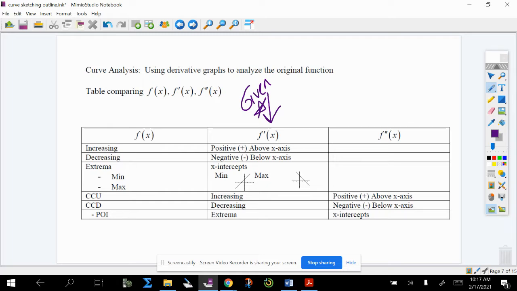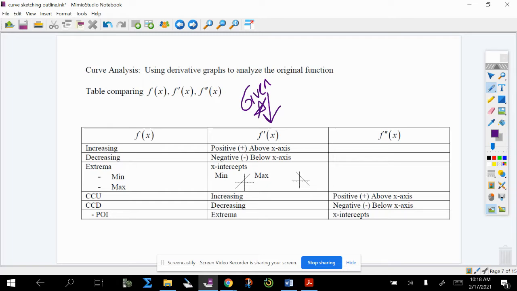So the top parts are things that we did at the beginning of the chapter. If my derivative is positive, meaning it's located above the x-axis, then that tells me that my original function has to be increasing because it has a positive derivative. If my derivative is negative, which means it's located under the x-axis, that means my original function is decreasing.